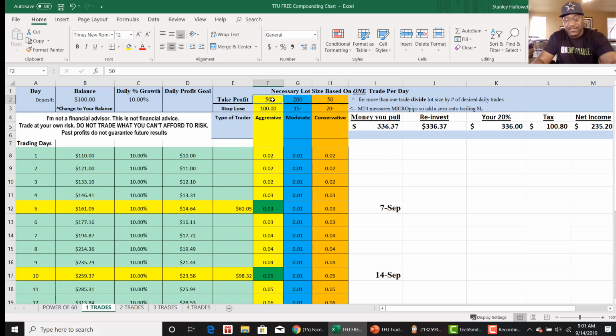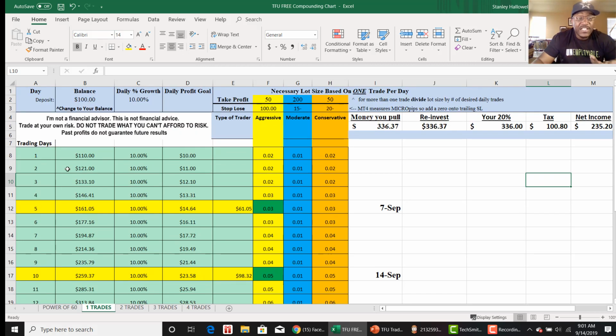So I'll do it this way so you can see the numbers. This is what will happen if... oh, that just changes. It doesn't change anything. Your money is the same. It just changes your lot size. If you hit this, you'll know what your losses are. So I don't want to get into that.